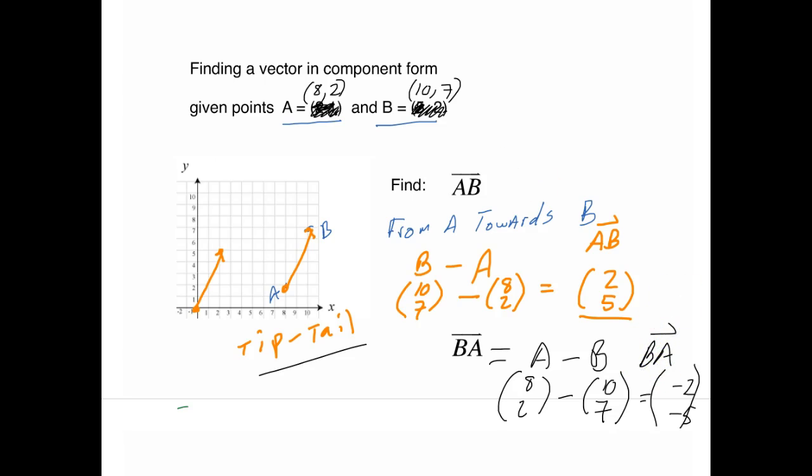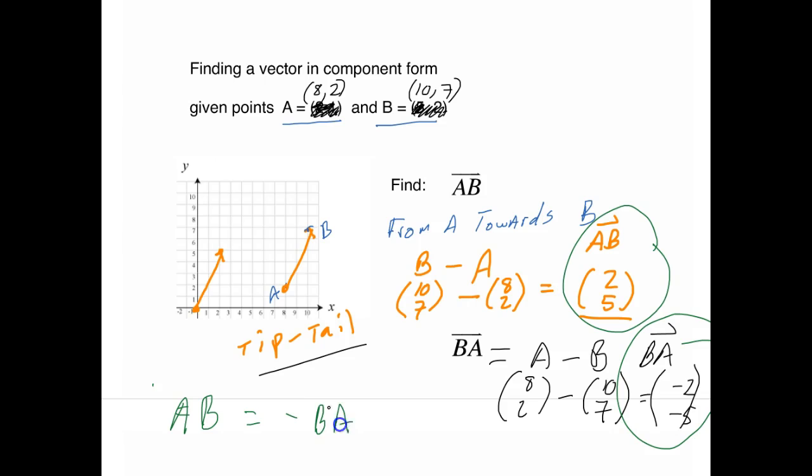So hopefully you notice that these two, if you notice right here, AB is 2, 5, BA is negative 2, negative 5. And that's always true. So if you have a vector AB and you want to find its switch BA, all you have to do is negate the answer you just got. And that's because the vector BA is the vector that starts from B and goes toward A. So it's going the opposite direction, so it's negative. That's how you find a vector in component form.